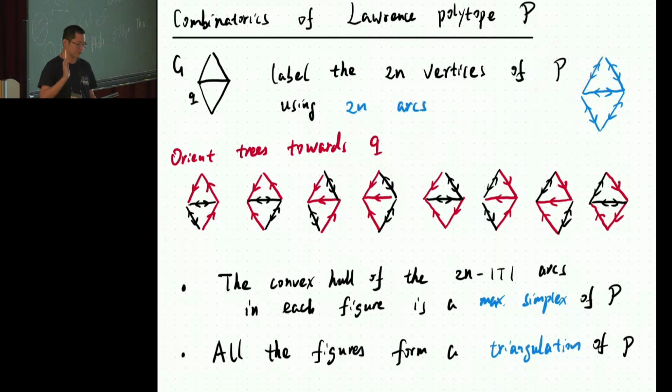Then I take the convex hull of them. I should be able to get a maximal simplex of the Lorentz polytope. This is just a fact. Then over all the configurations here, I will get 8 maximal simplices. They will form a triangulation of P. That's the point. So for every graph I do this, I orient each tree toward Q, then I will get a triangulation of this Lorentz polytope.